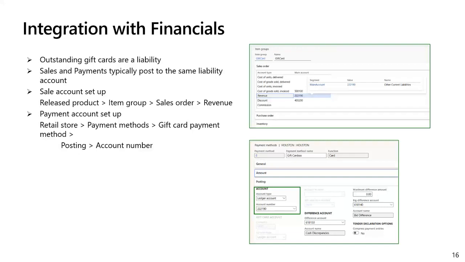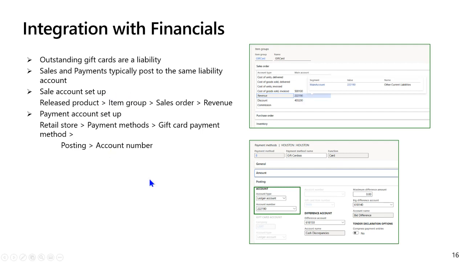Okay, so with all that set up, there's I think one bit more configuration or integration with the financials that we want to cover. Unlike the regular products that you sell through commerce, which would post to a revenue account in the financials, open gift card balances are actually a liability. So that's why we recommend setting up a special item group for this product. In the posting, you're going to have to set the revenue account for sales order to a liability account.